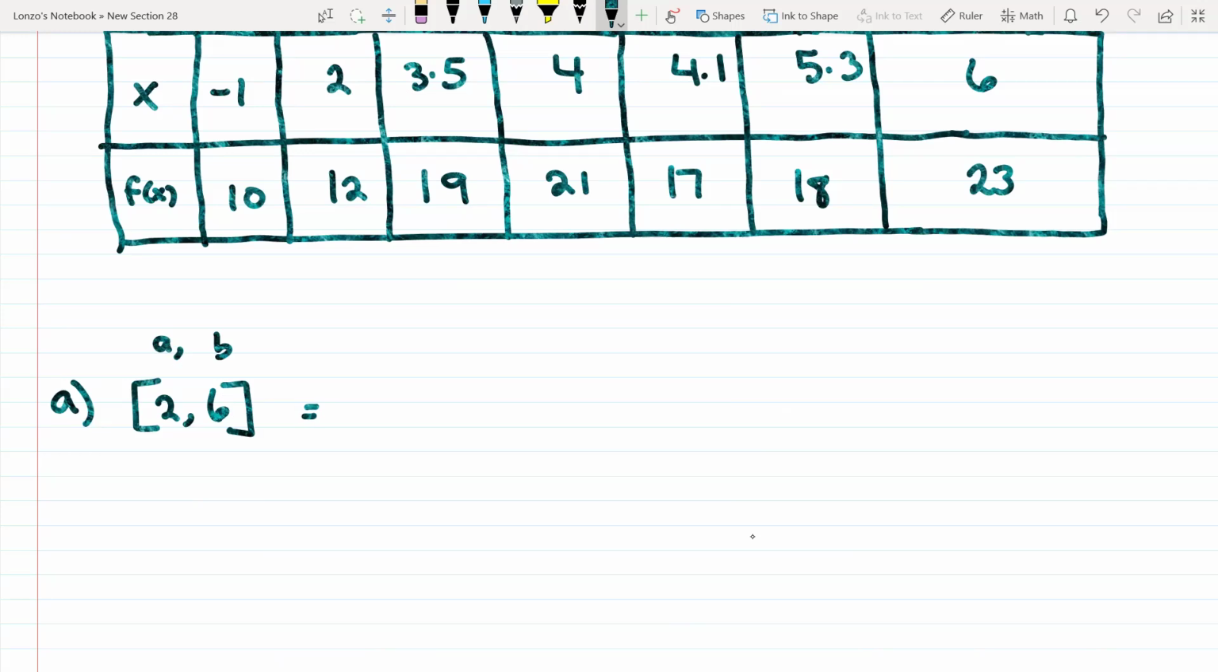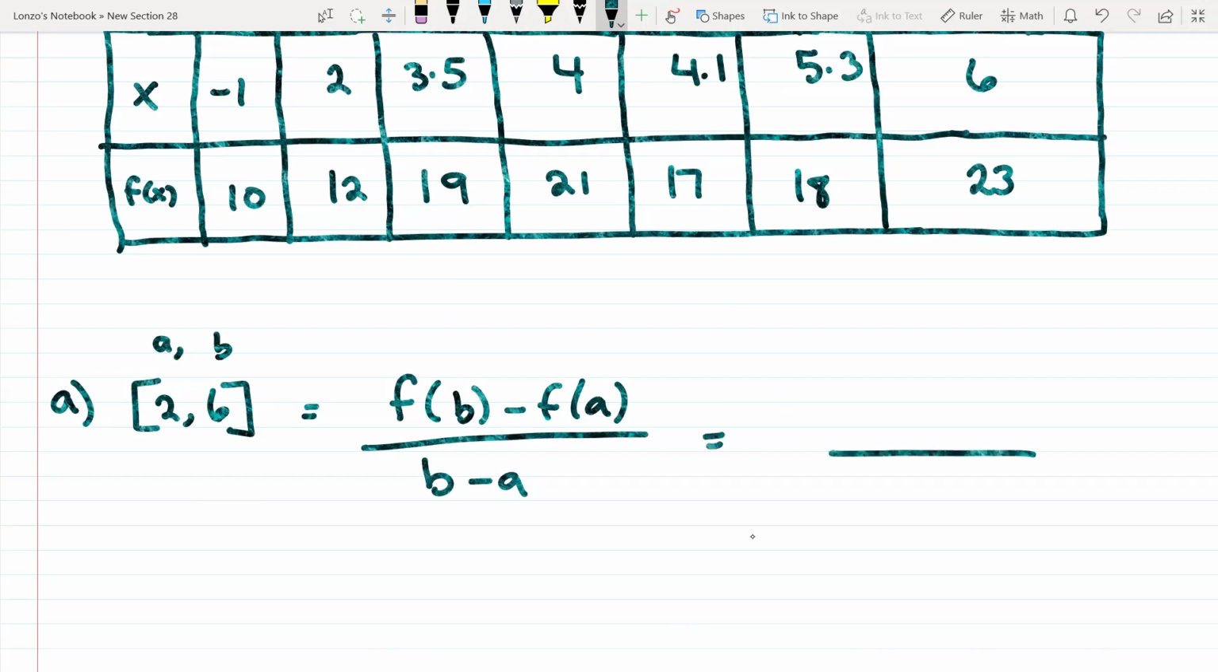So you could not use the slope formula. You could use this formula, f of b minus f of a all over b minus a, right? So our a value is 2 and our b value is 6. So I think we could do the bottom, right? So b minus a, so 6 minus 2. And then what's f of b? Just write it out, we'll figure that out later.